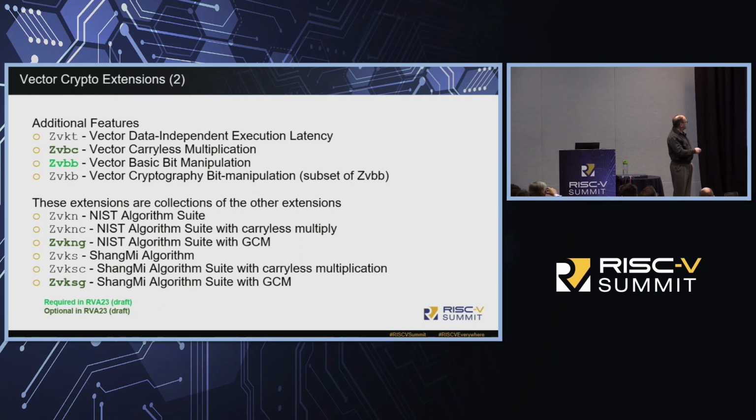So you'll notice that these are kind of that dark green color. They are optional in RVA 23, and Mark talked about this a little bit this morning in the state of RISC-V. These are really, in a sense, mandatory options. The idea is that you choose one of these, you implement one of these, depending on your region.